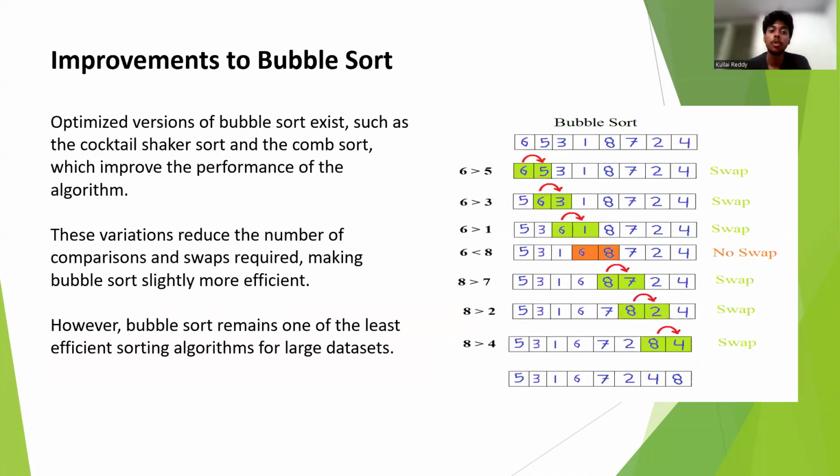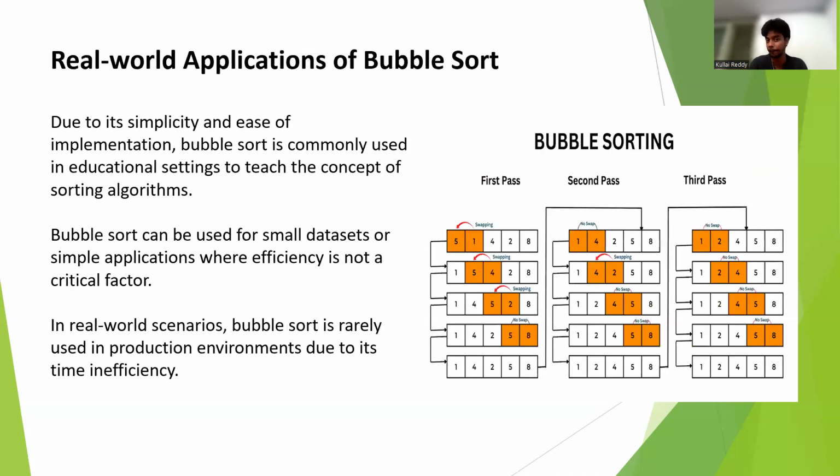Improvements to the bubble sort. What would be the improvements that we can do here? Best images I have depicted here. Optimized versions of bubble sort exist, such as the cocktail shaker sort and the comb sort, which improve the performance of the algorithm. These variations reduce the number of comparisons and swaps required, making bubble sort slightly more efficient. However, bubble sort remains one of the least efficient sorting algorithms for large data sets compared to the others.